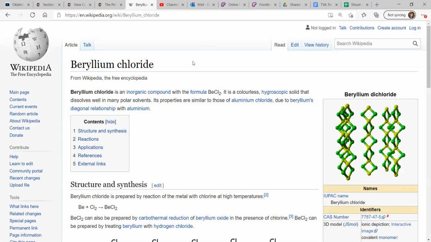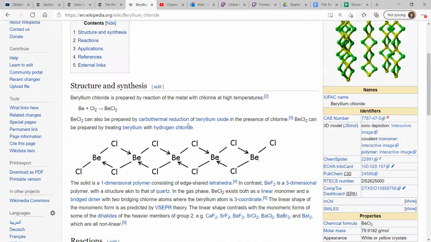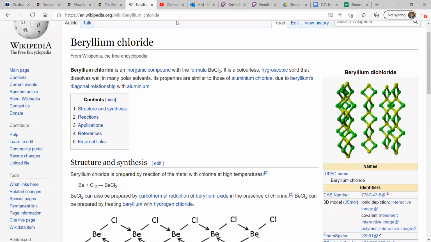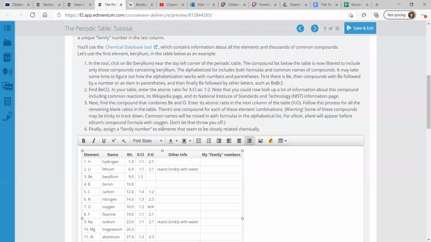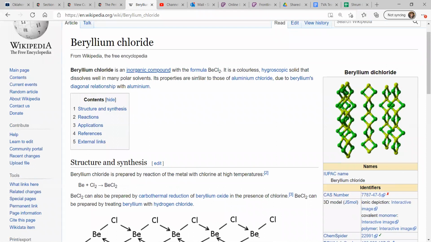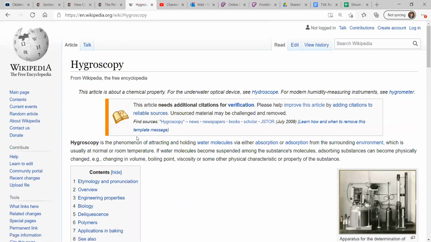Beryllium chloride, and then you'll learn more about its structure, how it synthesizes, and common reactions. And so you could write that here. An inorganic compound with the formula BeCl2, colorless, hygroscopic. And if you're like, what's hygroscopy? That's the phenomenon of attracting and holding water molecules via absorption or adsorption from the surrounding environment.